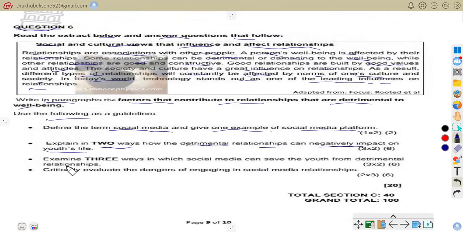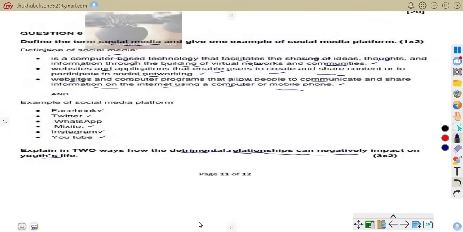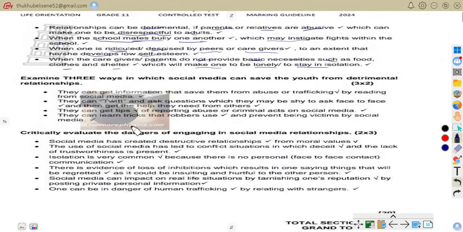So now let us move on to another question. The other question says, examine 3 ways in which social media can save the youth from detrimental relationships. So let us answer that question. They can get information that saves them from abuse as well as trafficking by reading from social media. That is how social media can protect youth from detrimental relationships.